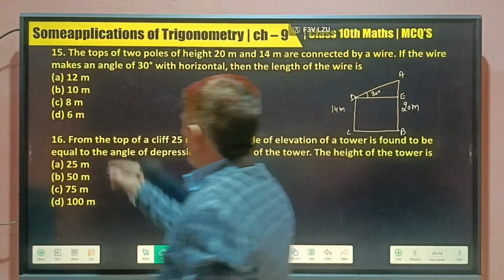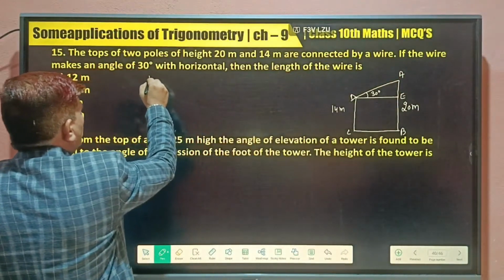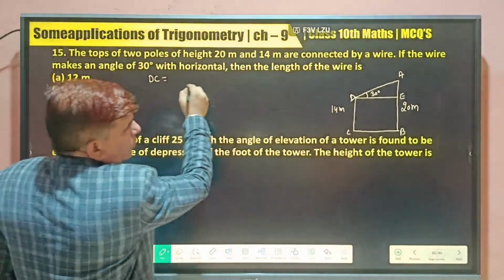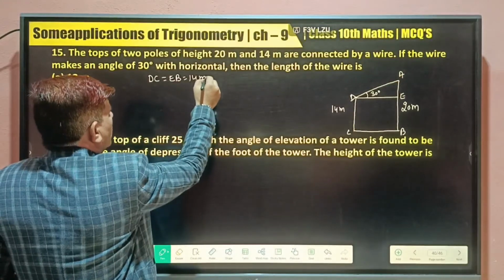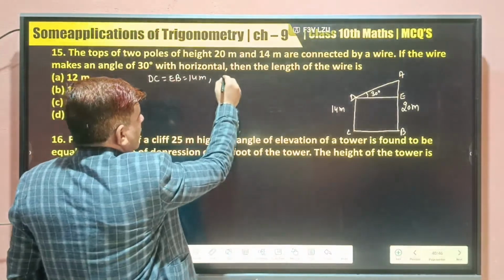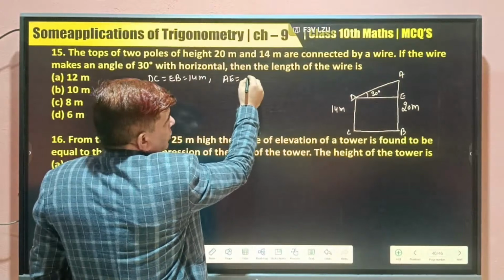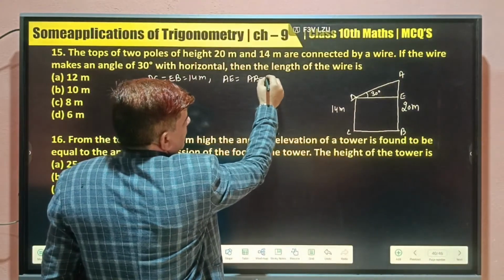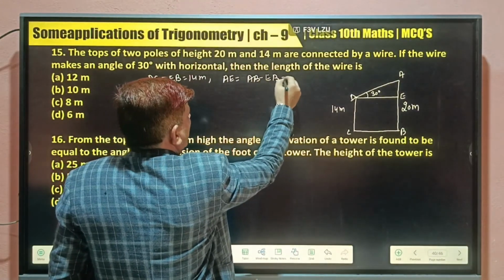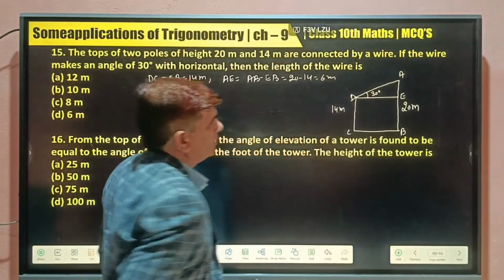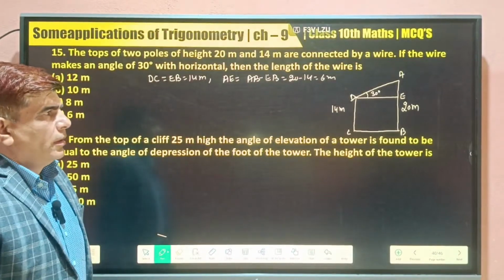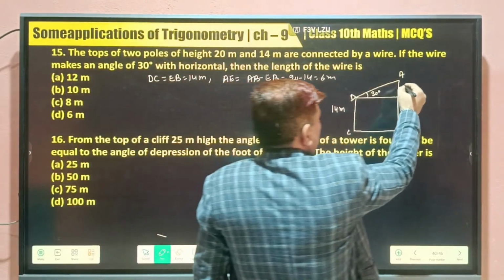Understood? So solution, we know DC equal to EB equal to 14 meter. AE equal to AB minus EB. AB 20 minus this 14, 6 meter. Yes or no? This is 6 meter.